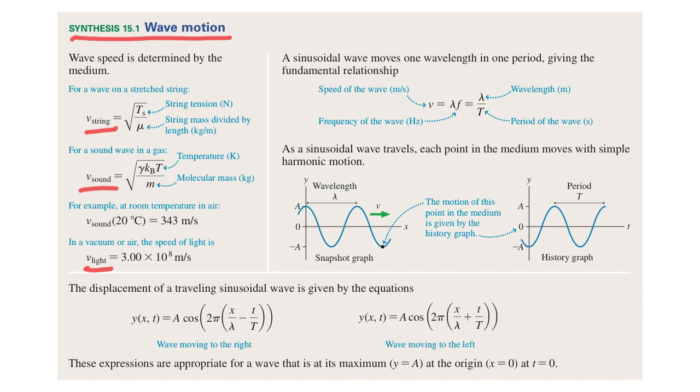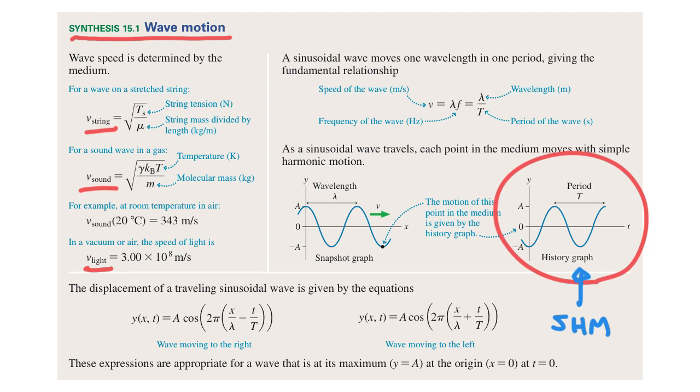Here's a picture of a wave at an instant in time, a so-called snapshot graph. Here's a history graph. This is a picture of the motion of a particular point in a medium as a wave goes by. And as you can see, as the wave is going by, the medium is moving with simple harmonic motion. So the stuff we talked about previously in chapter 14 absolutely applies in chapter 15. We're building on it.